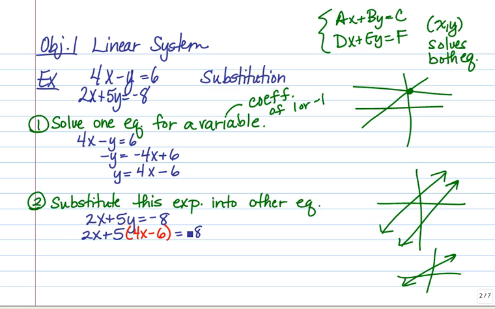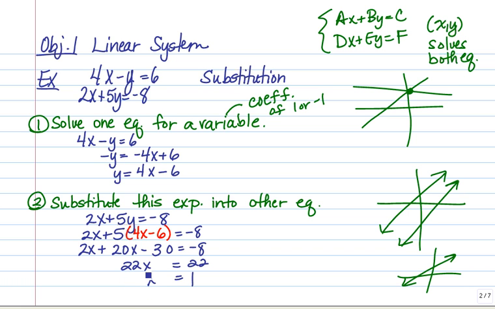Now the reason for doing this, you'll see, is that there's only one variable. And we know how to solve an equation with one variable. If we distribute, we would get 2x plus 20x minus 30 is equal to negative 8. So we get 22x is equal to, if we add 30 to negative 8, that's 22. So x is simply 1.